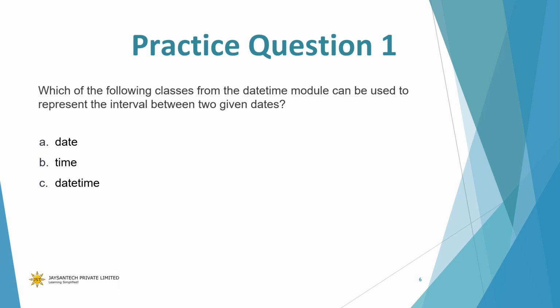Next is the datetime. Now datetime, as we saw, is nothing but a combination of date and time class, so it will help you to store both date and time information. So it is also not the answer. Next is the timedelta. Yes, timedelta is used to store the interval or the difference between two given dates. So the answer is obviously option D.